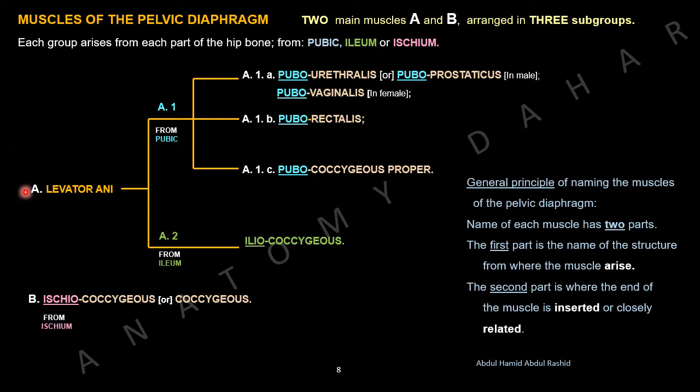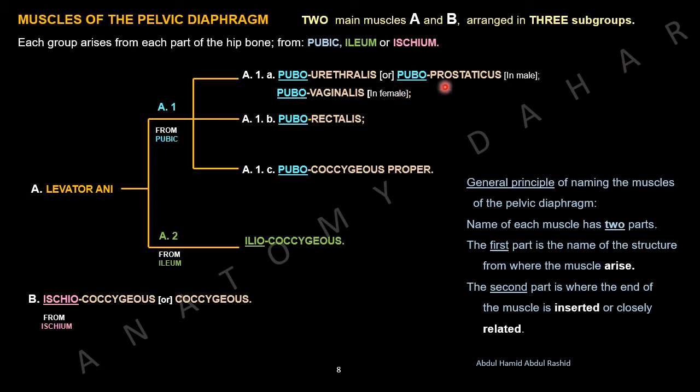The levator ani group is again subdivided into two, A1 and A2. In the A1 group, the muscles come from the back of the pubic part, and A2 comes from the iliac part of the hip bone. Under A1, we have three sub-muscles: A1A, A1B, and A1C.